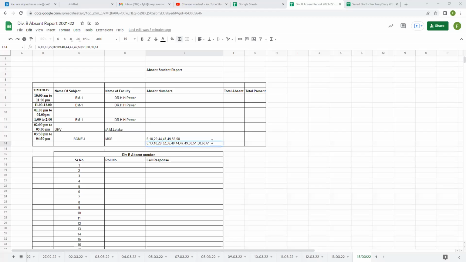61 is present, sir. Okay. See the roll number 6, 13, 18, 29, 32, 39, 40, 44, 47, 49, 50, 51, 58, 56. These are the absent roll numbers. So 14 students are absent.